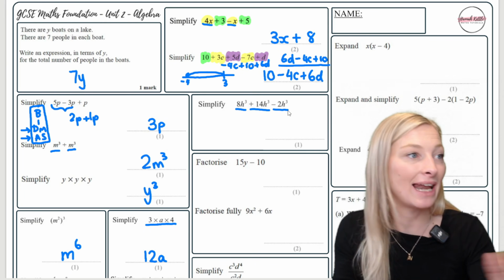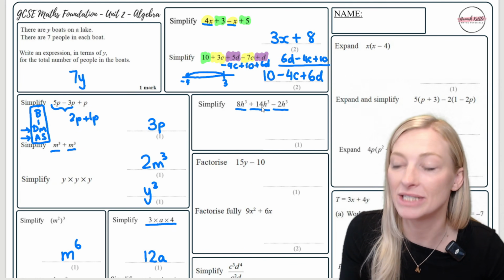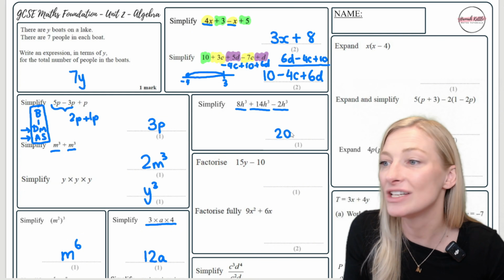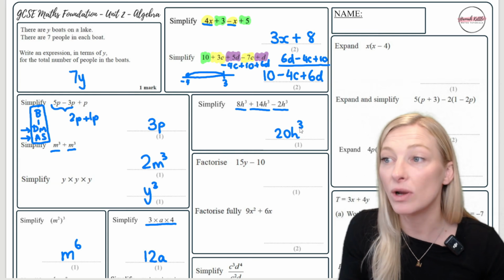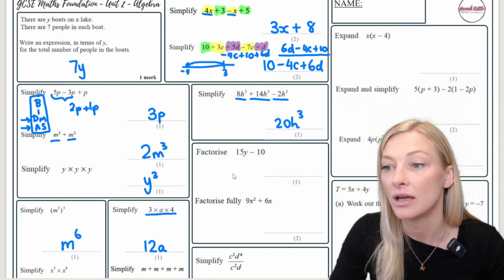We're adding them up, we're collecting them up, and they are all like terms, so that's fine, we can do that. 8 add 14 is 22, take away 2 leaves me with 20, and it's just going to be h cubed. They were like terms, so we could collect them up, so the power is not going to change.